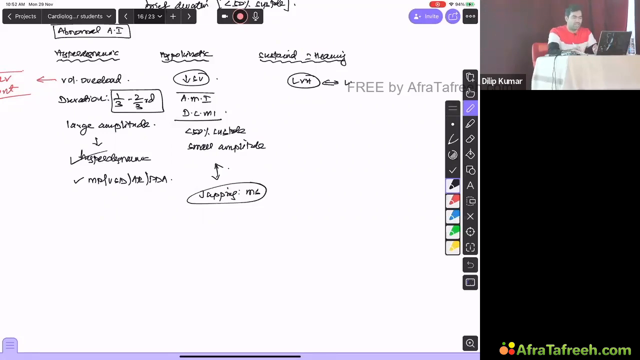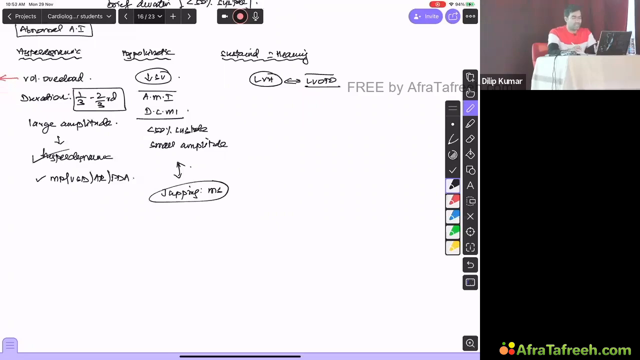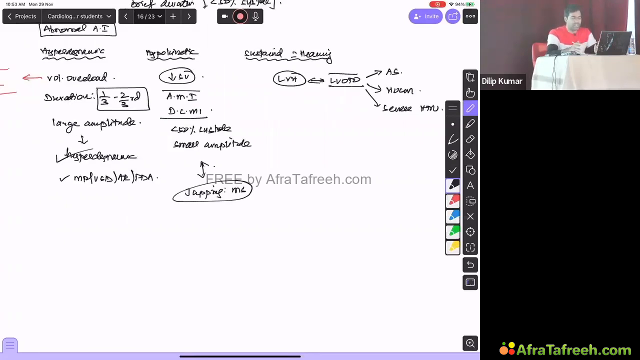Usually, it is due to left ventricular outflow tract obstruction. Where can you get left ventricular outflow tract obstruction? Typically in a patient who has AS, or HOCM, or in patients who have severe systemic hypertension for a long time, which can cause significant LVH because of the increase in afterload. AS and severe hypertension both increase the afterload. So definitely you are going to have significant LVH in this situation.